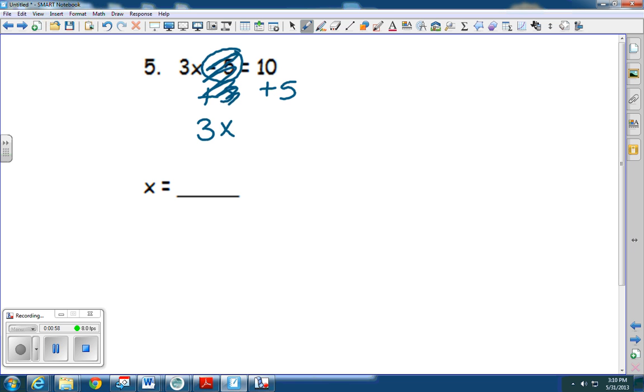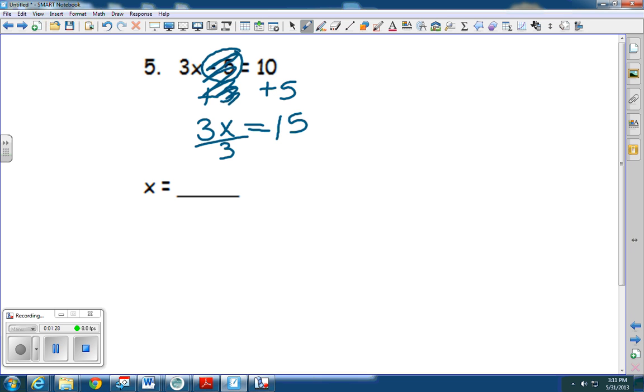What's left is 3x. Then I put my equal sign. On the right side of my equation, I now have 10 plus 5. So I have 15. I only have one more step to go. I need to do the opposite of what's being done to x. Right now, that says 3 times x. What is the opposite of multiply, of times? It is divide. So I'm going to divide by 3 to get rid of it.